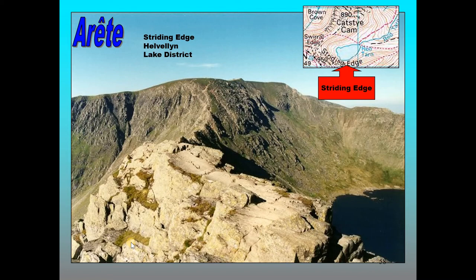an arete. So an arete is simply where two corries meet back to back or side to side, and the steep back or side walls of the corrie join to create this steep ridge that we can see here. This one is called Striding Edge, and it's our named example of an arete.